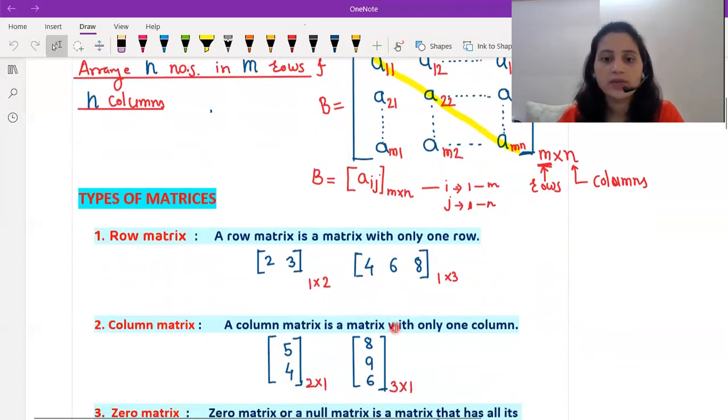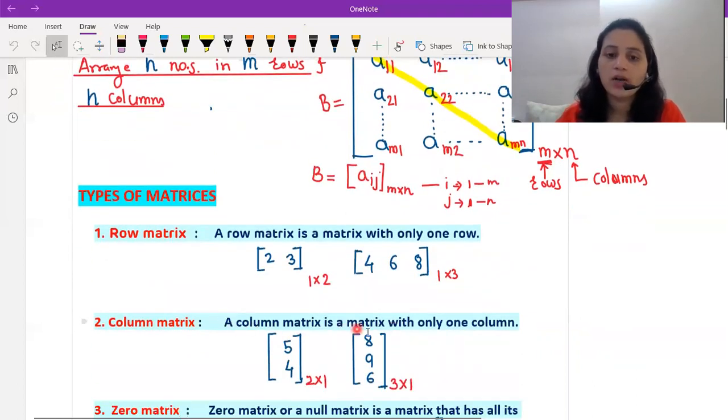Now next, column matrix. A column matrix is a matrix with only one column. So this matrix 5, 4 is of order 2 cross 1, so there are 2 rows and 1 column. This matrix 8, 9, 6 is of order 3 cross 1, 3 rows and 1 column.